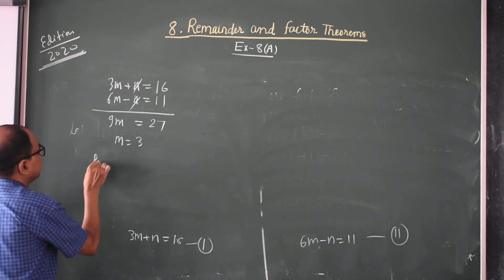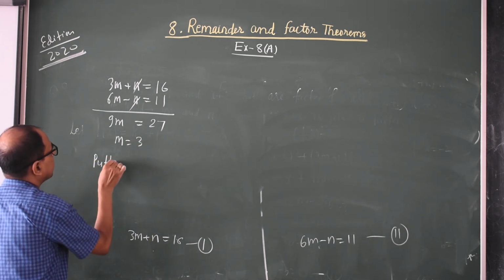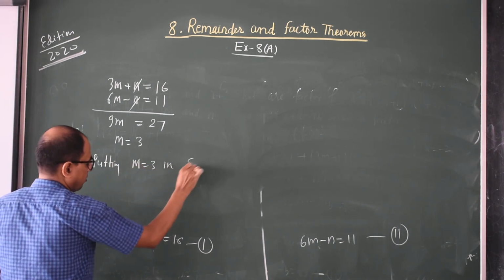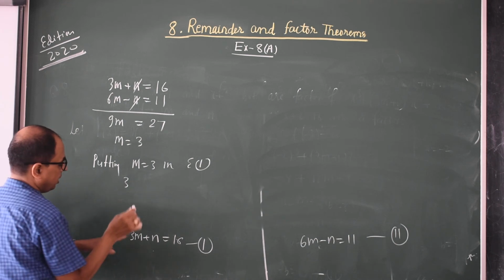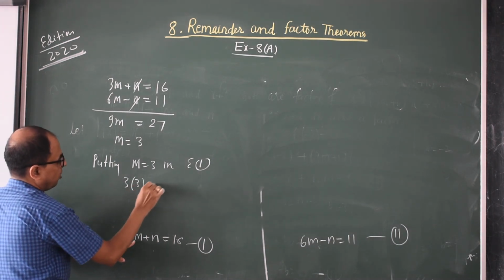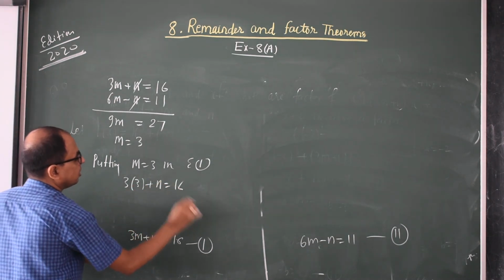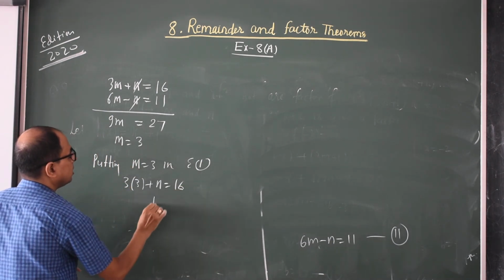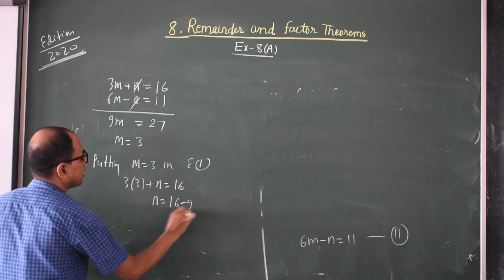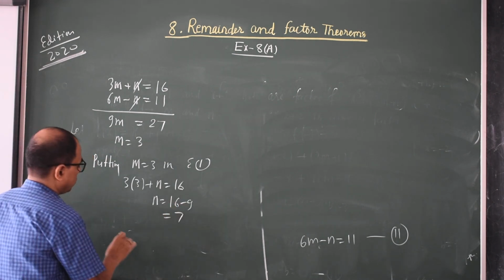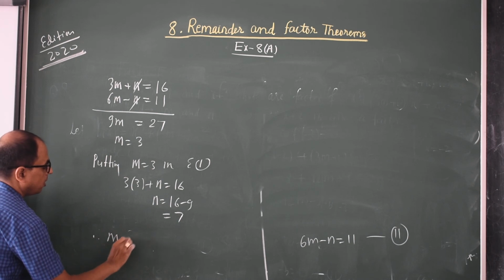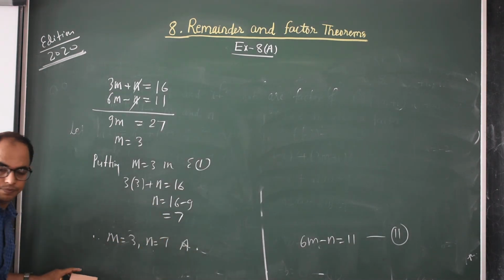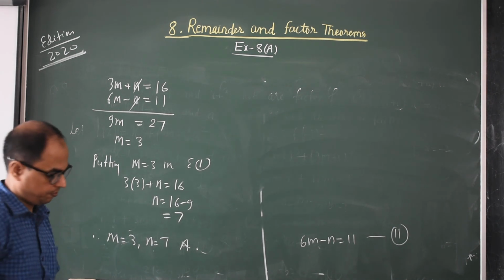Now putting m equal to 3 in equation number 1. So 3 into 3 plus n is equal to 16. So n is equal to 16 minus 9, that is 7. So therefore the final answer is m is 3 and n is 7. This is the answer.